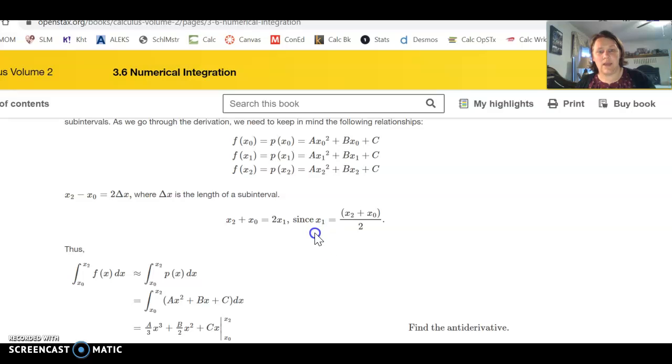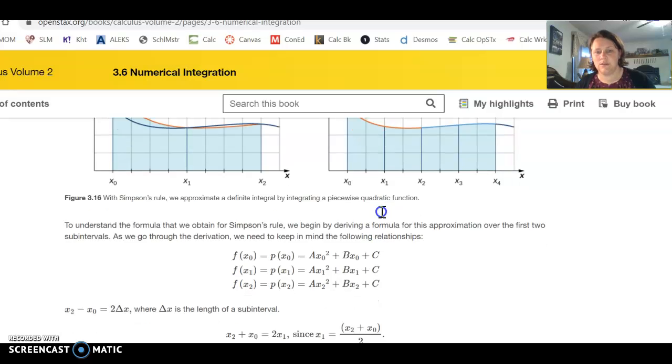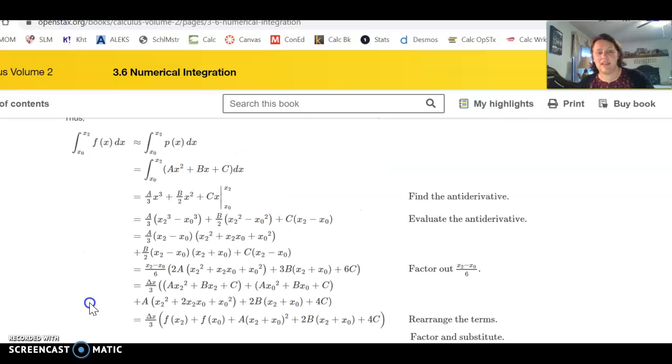And also x sub 1, all right, so x sub 1 is the midpoint. So because x sub 1 is the midpoint, we know that x sub 1 is going to equal x sub 2 over x sub 0, all divided by 2, because it's a midpoint of x sub 2 and x sub 0. Okay, so then I'm really not going to go through all of this. It is in the book if you want to go back through and look at it.